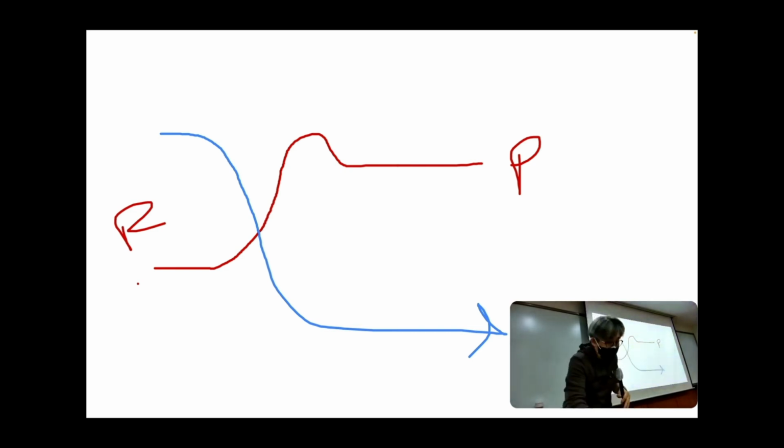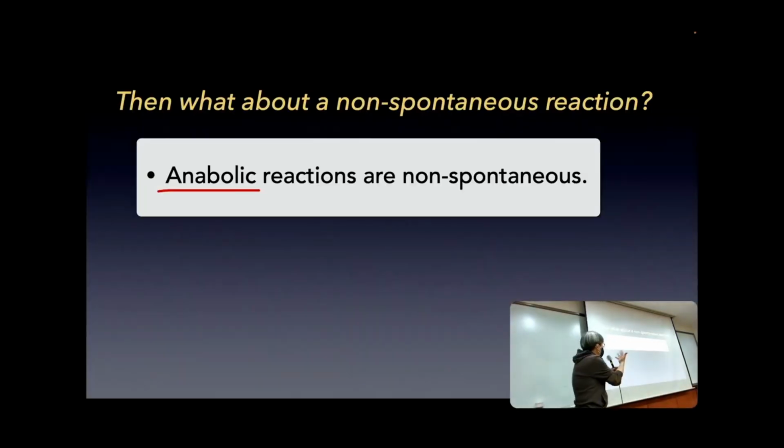Then how can an enzyme make this non-spontaneous reaction possible? That is the question, actually. A very fundamental, important question. And every biology and chemistry student must learn about this.